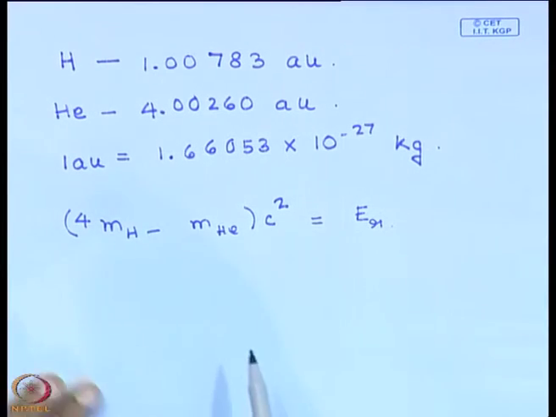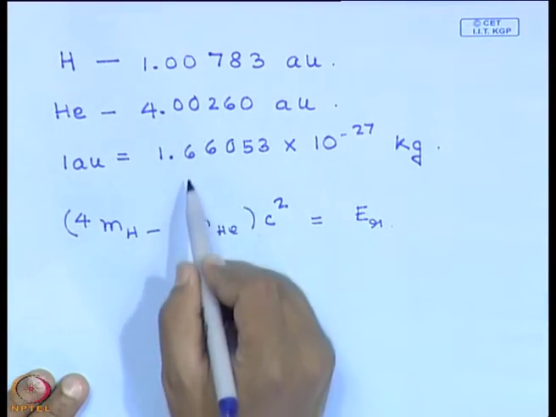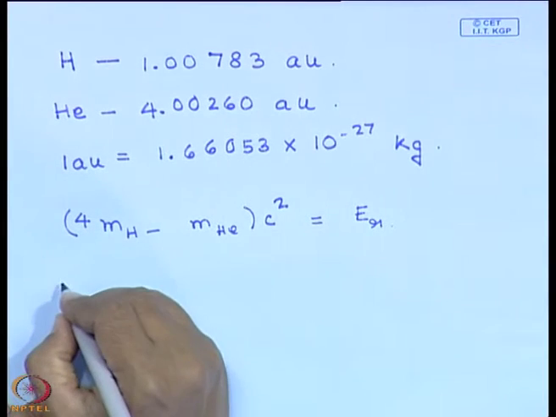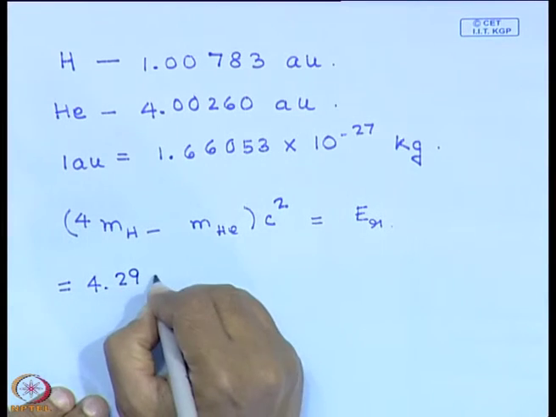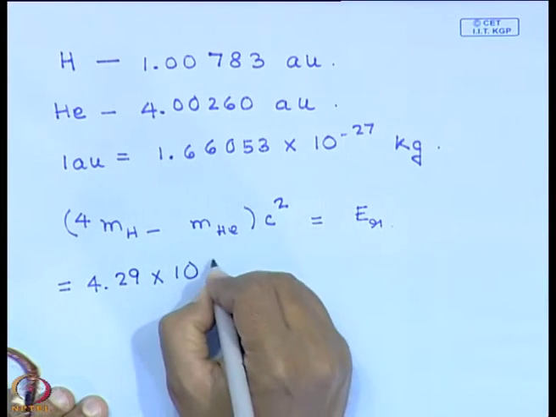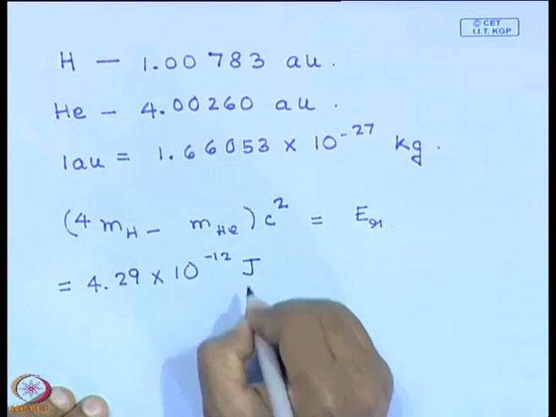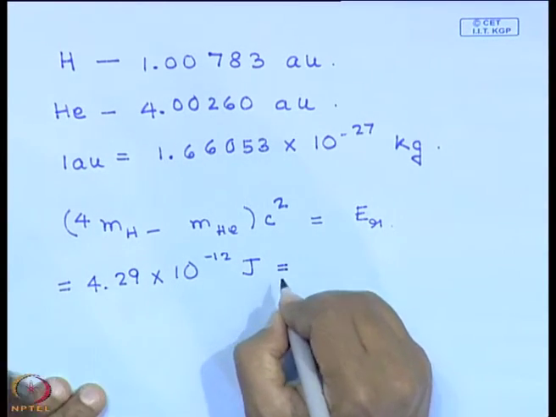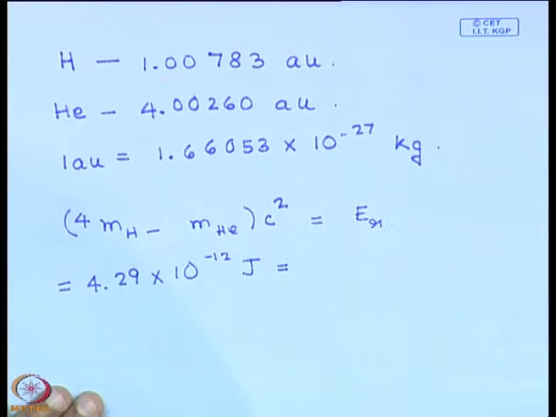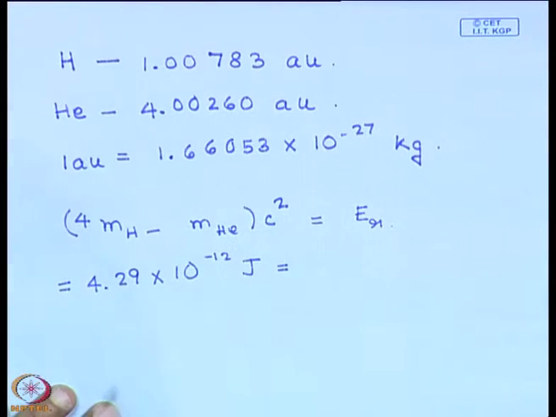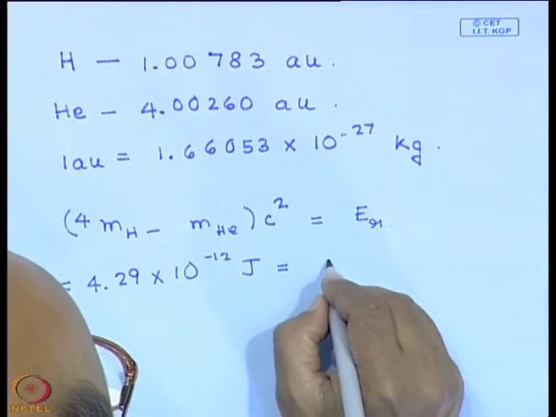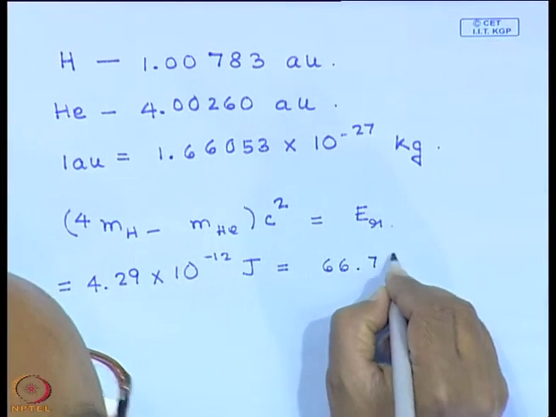And if you put in the values, I have given you the values here, then this comes out to be 4.29 times 10 to the power minus 12 joules, that is the energy released in one such reaction. So, if 4 hydrogen atoms get converted into 1 helium, then this is the energy that is released. You can calculate it yourself putting in these values, and this is also equal to 6.75 MeV.